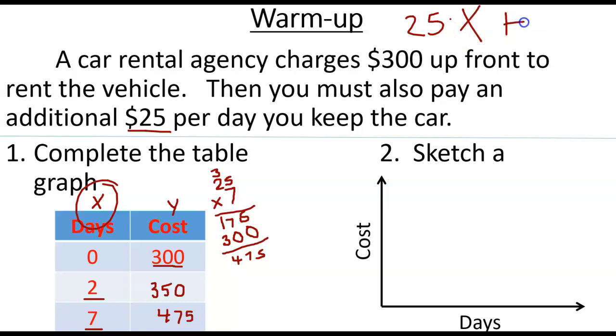And then after that, you add the amount that they're charging you up front, $300. And that will tell you the cost. So if you take the $25 per day and then add $300 to it, that will tell you the cost, which is Y. So that equals Y. And this should look kind of familiar to you. We have Y equals 25X plus 300.